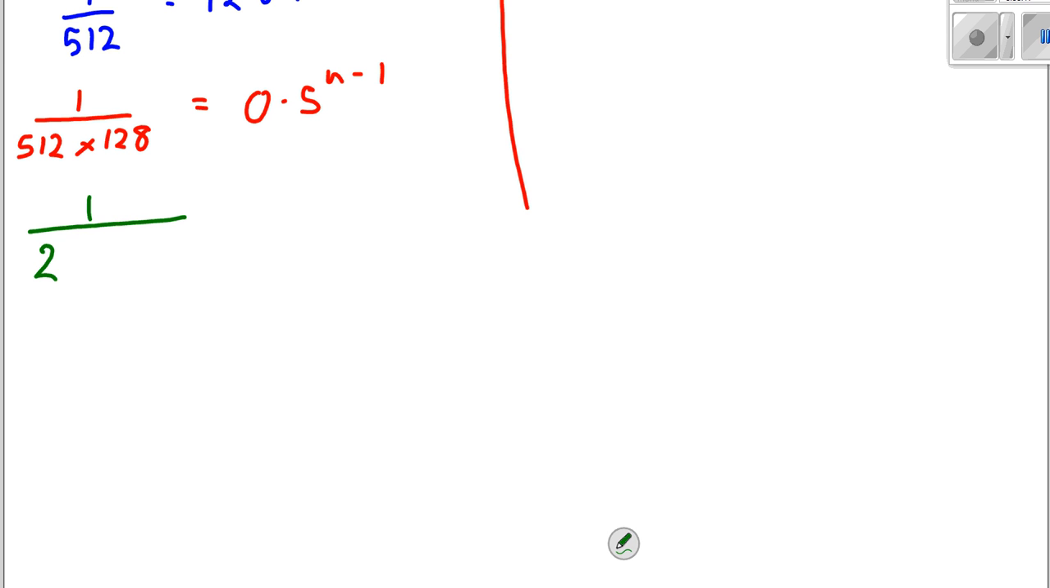2 to the power of 5 is 32. And then 32 times 2? 64. 64 times 2? 128. So that's 2 to the power of 7. 128 times 2? 256. That's right, so 2 to the 8 is 256. And then 256 times 2? 512. So that's 2 to the 9.